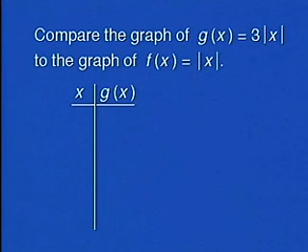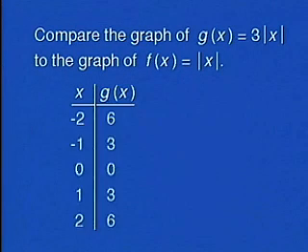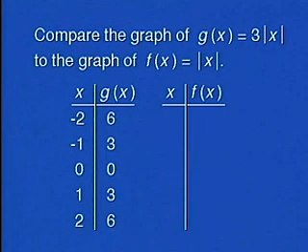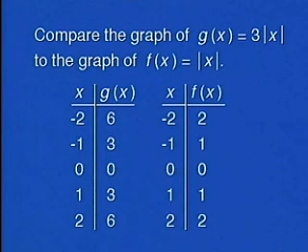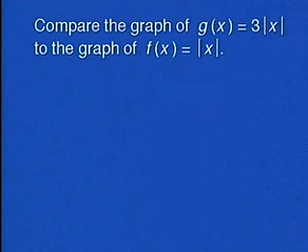First thing we'll do is generate some tables of ordered pairs. When x is -2, g is 6. When x is -1, g is 3. When x is 0, g is 0, etc. We can see, of course, the rest of the numbers. And then we'll do the same thing for f. We'll generate a table of ordered pairs for it, and that should look real familiar to us. We've done this one before.